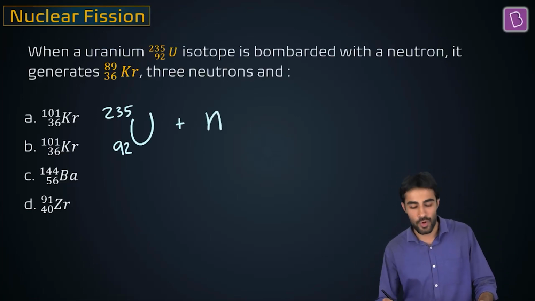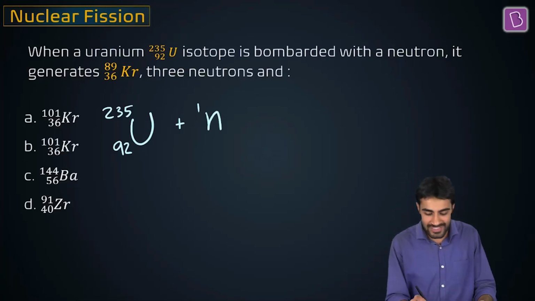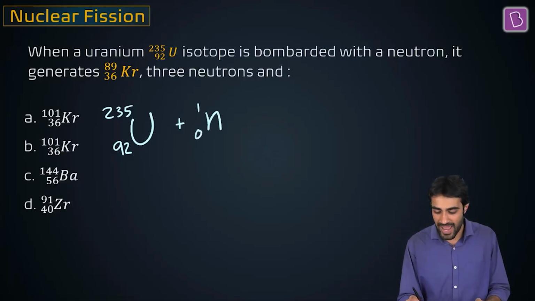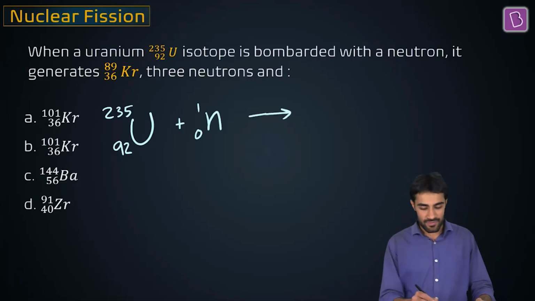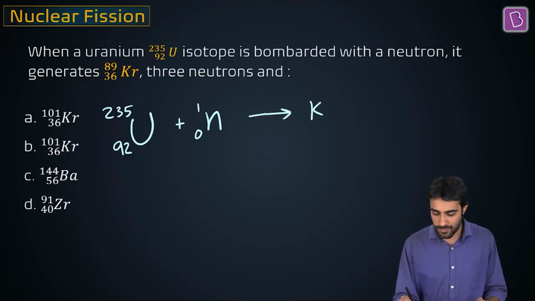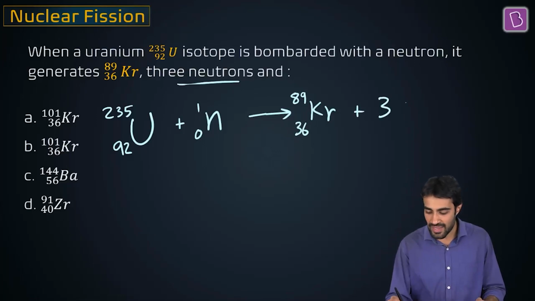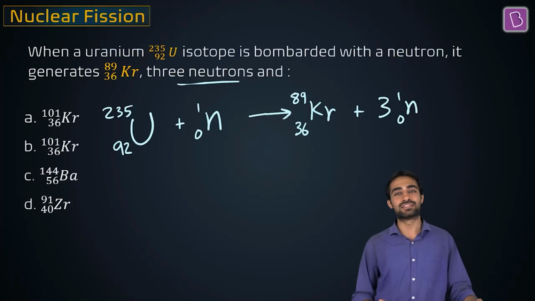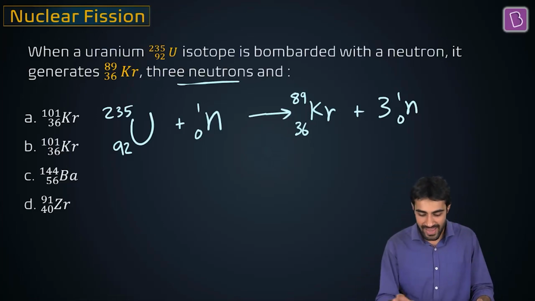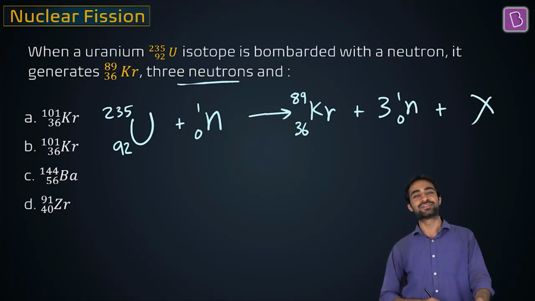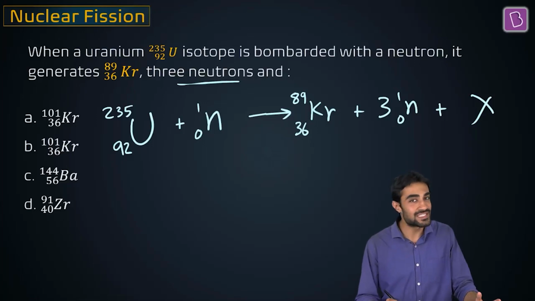Now we have a neutron. What is the mass number of neutron? 1. What is the charge number of neutron? 0. It does not have any charge. Now when we bombard this uranium isotope, we get something interesting. We get a krypton. The mass number is 89 and the charge number is 36. This is given. And then we get 3 neutrons. So 3 neutrons, 1, 0. 1 is the mass number, 0 is the charge number. Alright. And then we get some mysterious element. What is this mysterious element? This is the question. How do we find this mysterious element?